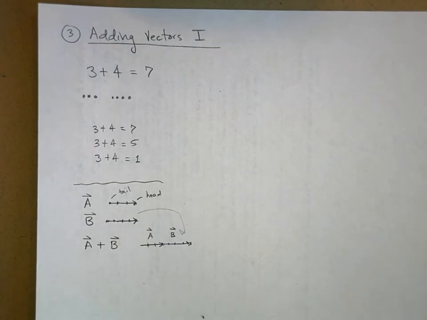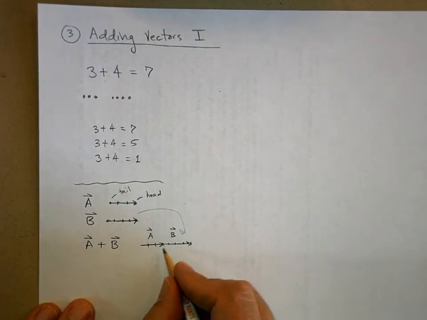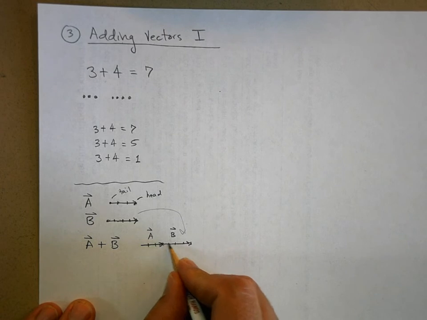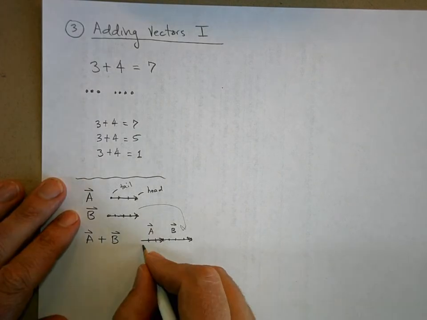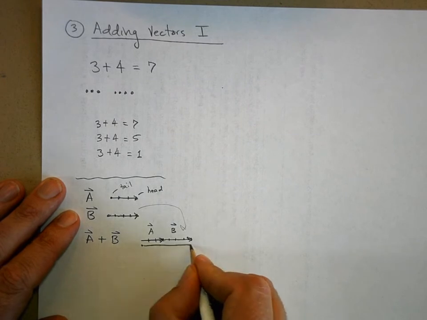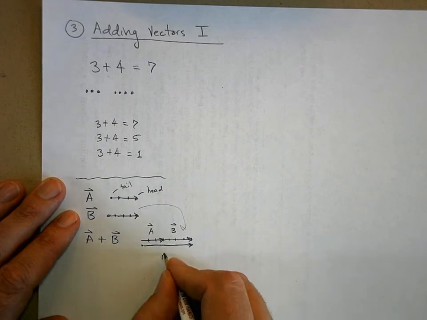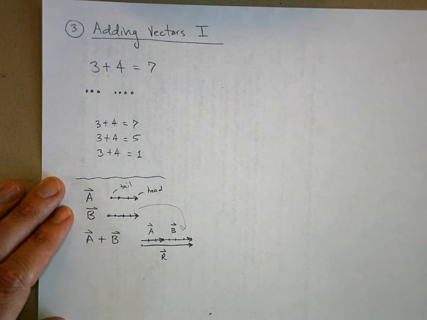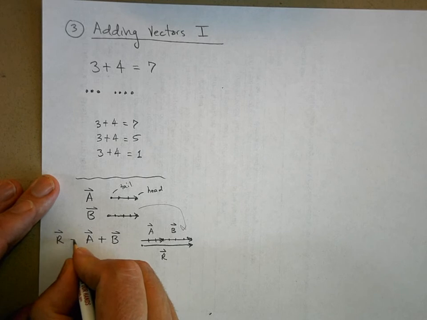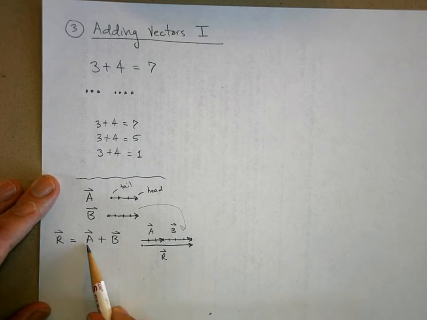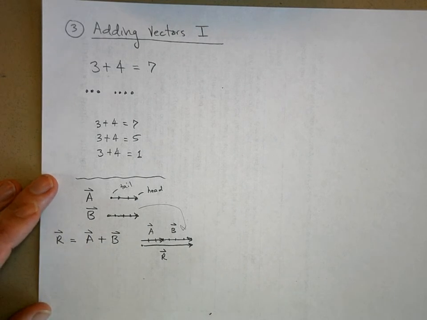I have now added the two vectors together. I have hooked them up, the head of A to the tail of B. Now, the result of this is called the resultant vector. And it starts where A starts, and it ends where B ends. And I'm going to call this vector R. So I'm going to say R is equal to adding vector A and B together. And we get another vector.